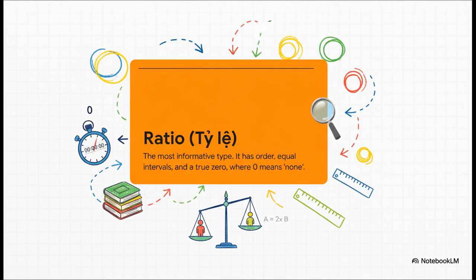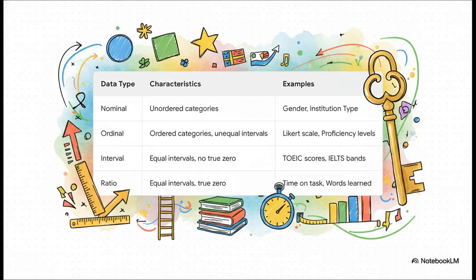And that brings us to the top tier, ratio data, or tỷ lệ. This is the whole shebang. It's got everything the others have, order, equal intervals, plus that all-important true zero. Here, zero actually means none. When we say a student spends 0 minutes on a task, it means they literally spent no time at all. 0 words learned means exactly that. And because of this true zero, we can make really meaningful comparisons, like saying student A spent twice as much time as student B.